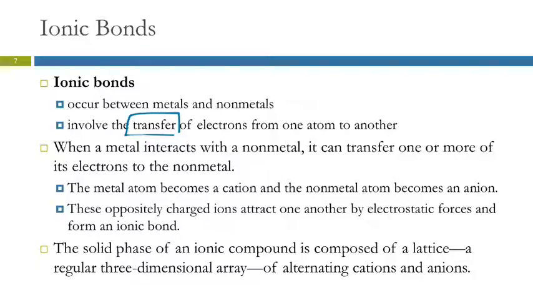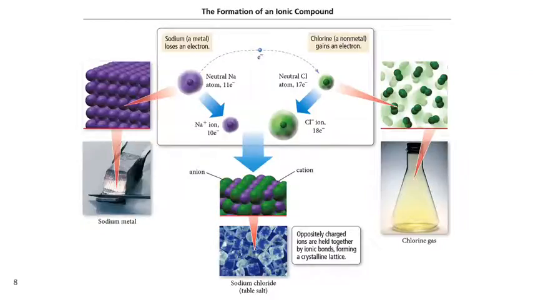It's an electrostatic force. If we look at the solid phase of an ionic compound, what we see is it's composed of a three-dimensional lattice, an array of alternating cations and anions. Here's a picture. Here is sodium, the element, a bunch of sodium atoms. Here's chlorine, the element, a bunch of chlorine molecules floating around. What happens is this neutral sodium atom will donate an electron to a neutral chlorine atom. Then the sodium atom becomes a positively charged cation, and the chlorine atom becomes a chloride anion.